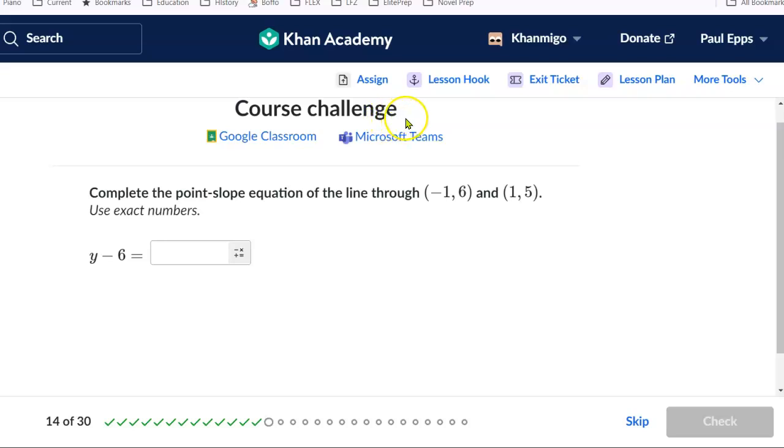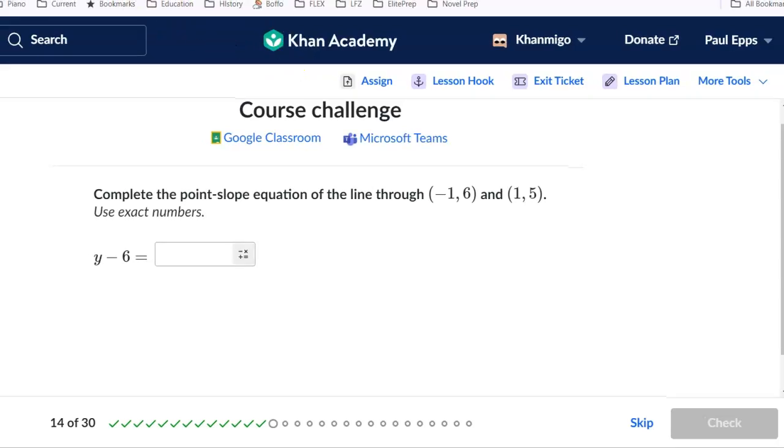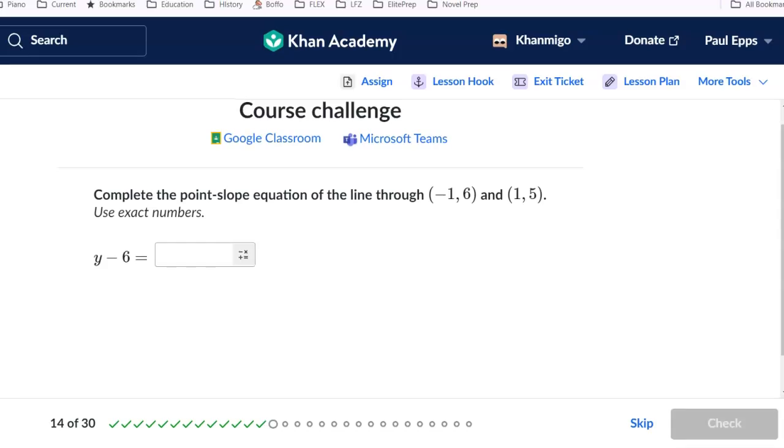Complete the point-slope equation. Use exact numbers. Point-slope equation. All right, complete the point-slope equation of the line through -1, 6, and 1, 5.